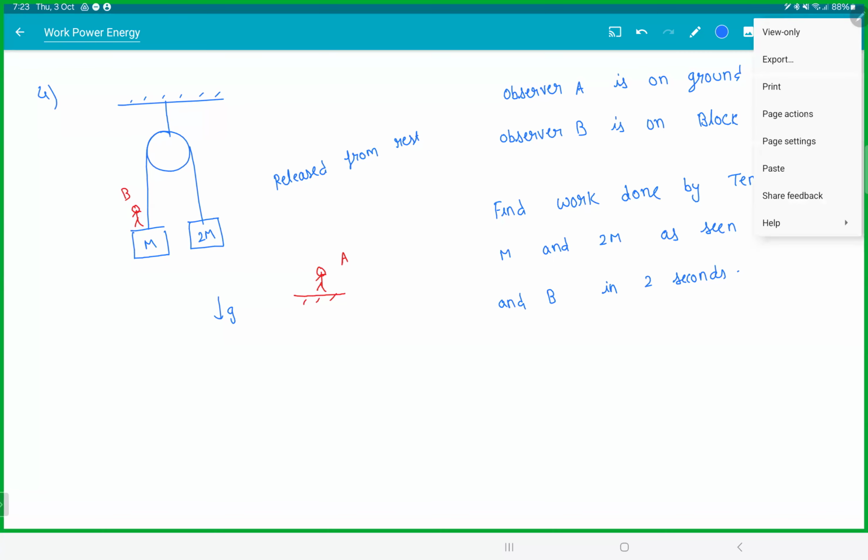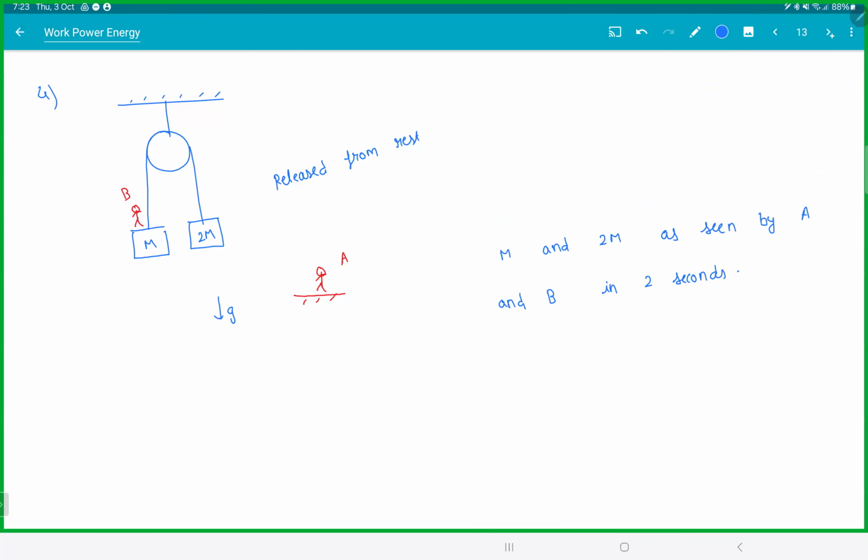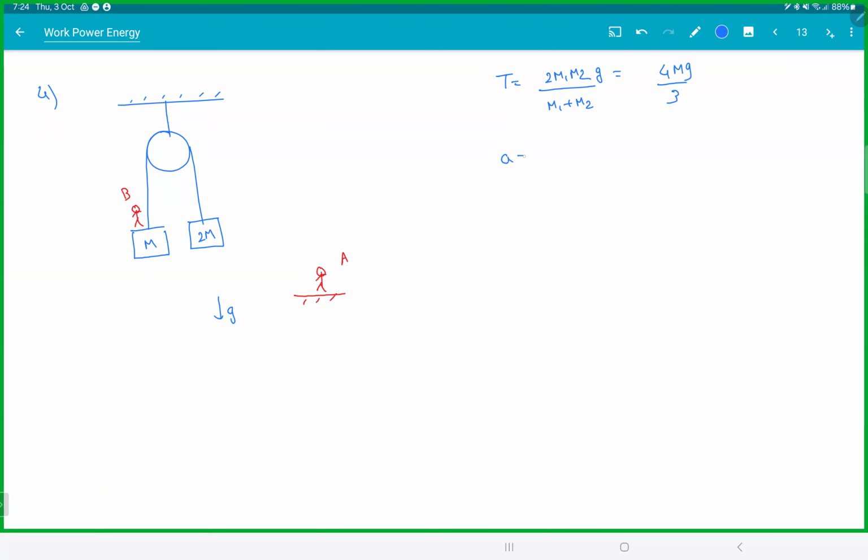First thing, tension is 2 m1 m2 by (m1 plus m2) times g. Atwood machine, you should go and revise in case you forgot. This would be 4mg by 3. Acceleration would be (m2 minus m1) by (m1 plus m2) times g. You could write equations and solve also. That is g by 3. So in the ground frame, the displacement S is equal to half a t squared. t is 2 seconds. So that is 2g by 3.